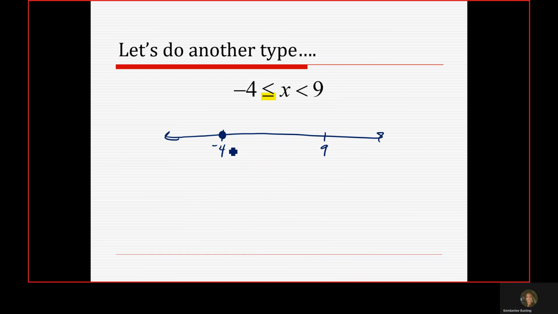Why? There's no line. We'll say that again. There's no line underneath.